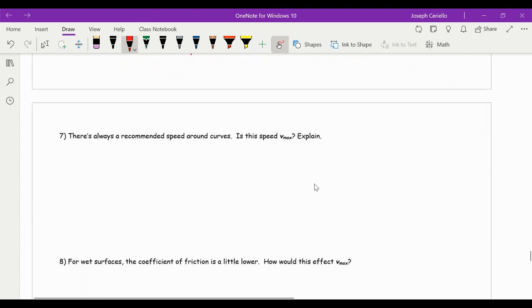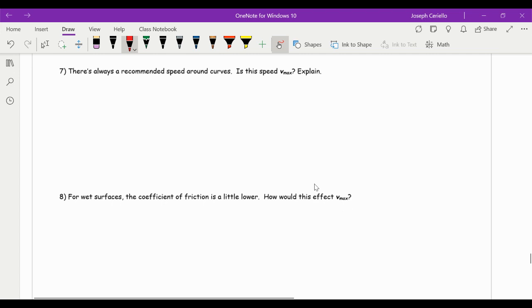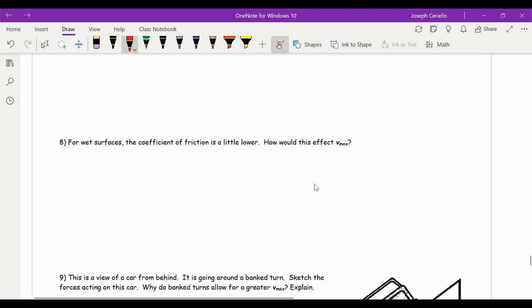So there's always a recommended speed around curves. Is that recommended speed Vmax? What do you think? Just throw down a number or throw down an idea. And for wet surfaces, the coefficient of friction is lower. So how would that affect Vmax? Well, I know Vmax, we just said, is equal to the square root of mu g r. So think about how all these factors affect Vmax.